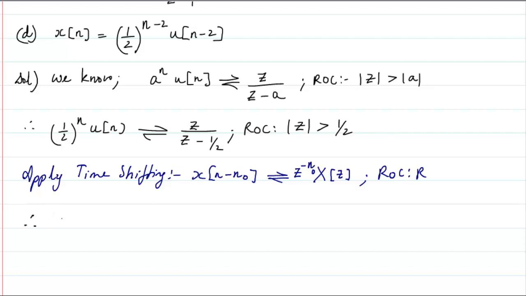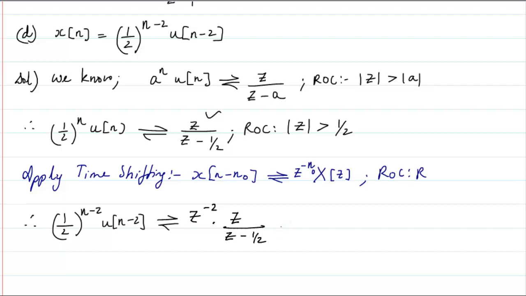Therefore for (1/2) raised to power n minus 2 u of n minus 2, both are shifted by 2. So all I have to do is take this and multiply with z raised to power minus 2. Let me write that clearly: z raised to power minus 2 into z divided by z minus 1/2, which is equal to 1 in the numerator divided by z into z minus 1/2.